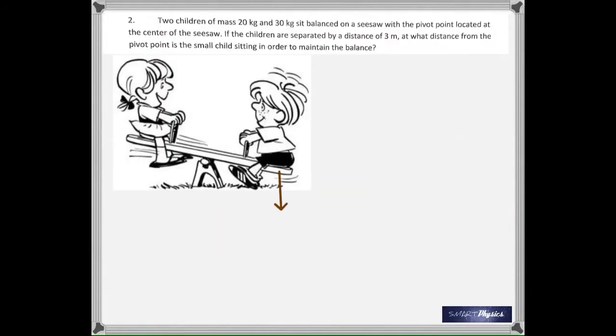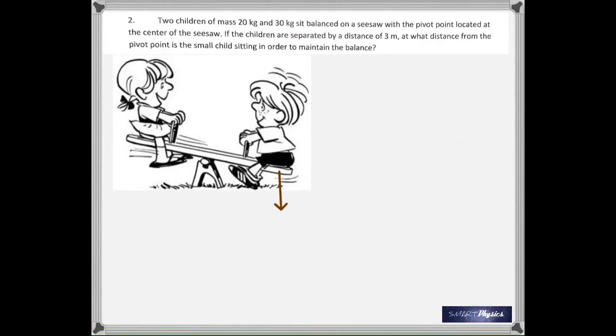In this question, two children of masses 20 kilogram and 30 kilogram sit balanced. Now, the word balanced there is important. That means it is in static equilibrium. Balanced on a seesaw with the pivot point located at the center, which is usually the case. And if the children are separated by a distance of 3 meter, at what distance from the pivot point is the small child sitting in order to maintain the balance?